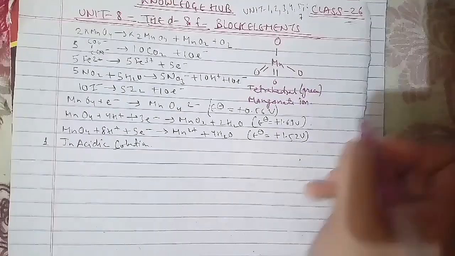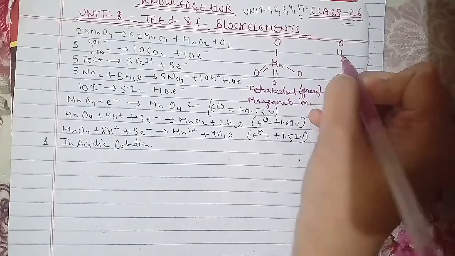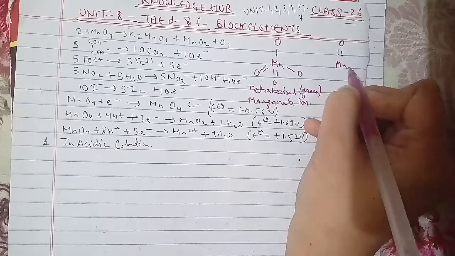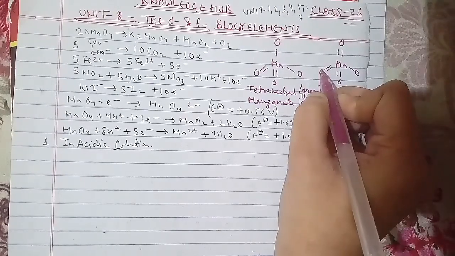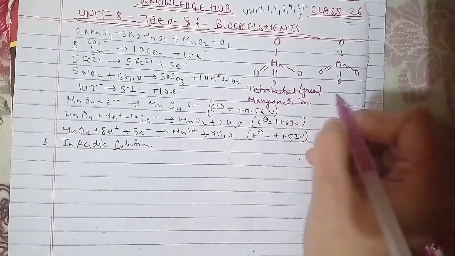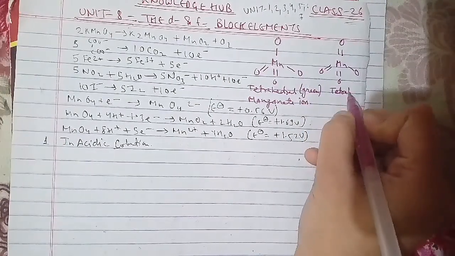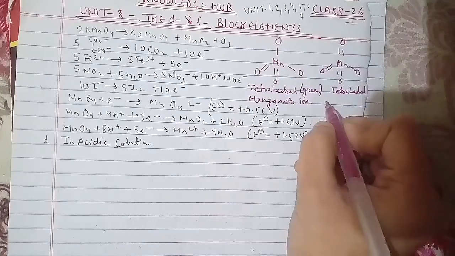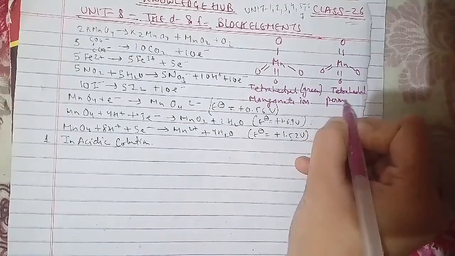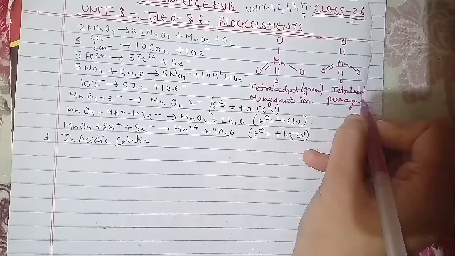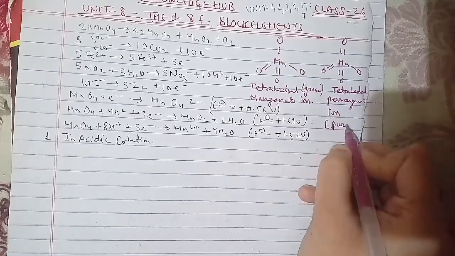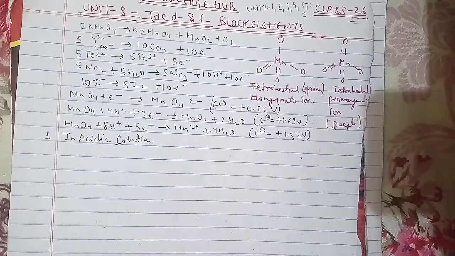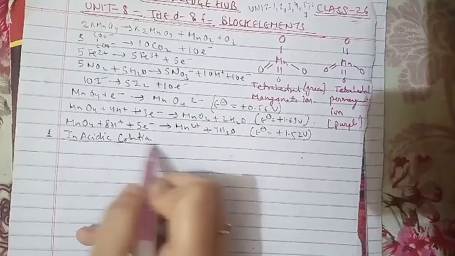The second we have is O double bond Mn, single bond O, double bond O, double bond O here, which is your tetrahedral permanganate ion. Of course, this has the purple color. Okay, so yes, we'll discuss it in acidic solutions here.